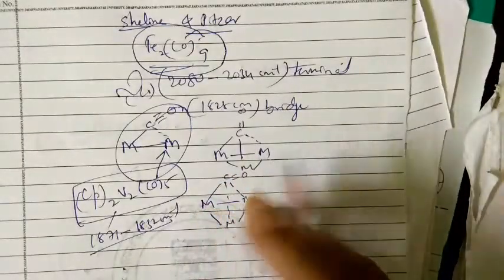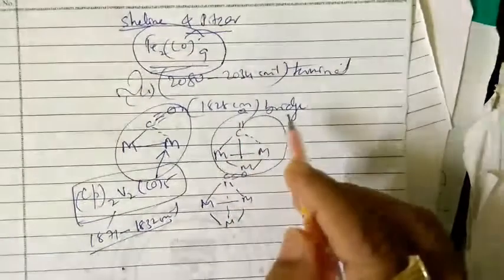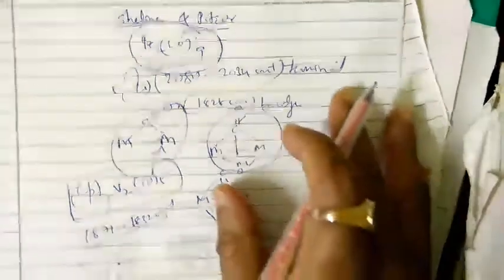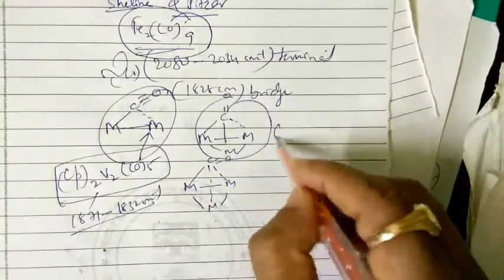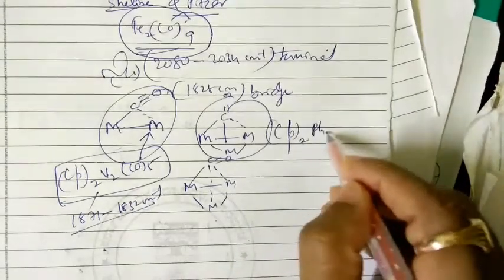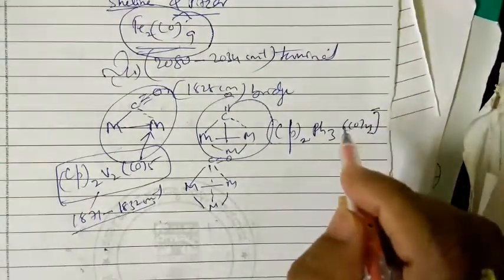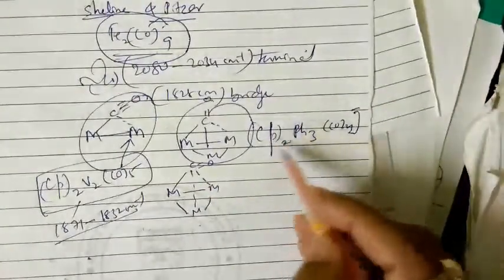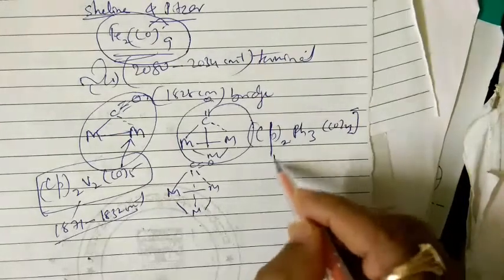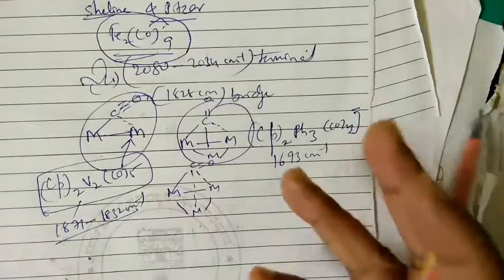Okay, and semi-triple bridging carbonyl, if you see this semi-triple bridging carbonyl in this type of complexes, which is called semi-triple bridging carbonyl complexes, found in complexes like cyclopentadienyl Rh3 (CO)4 minus. If you see this triple bridging complex, it shows a band at 1693 per centimeter, which is probably due to the carbonyls.